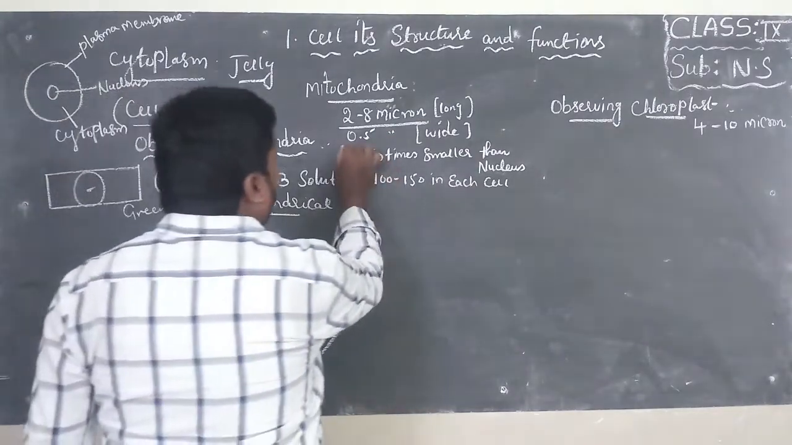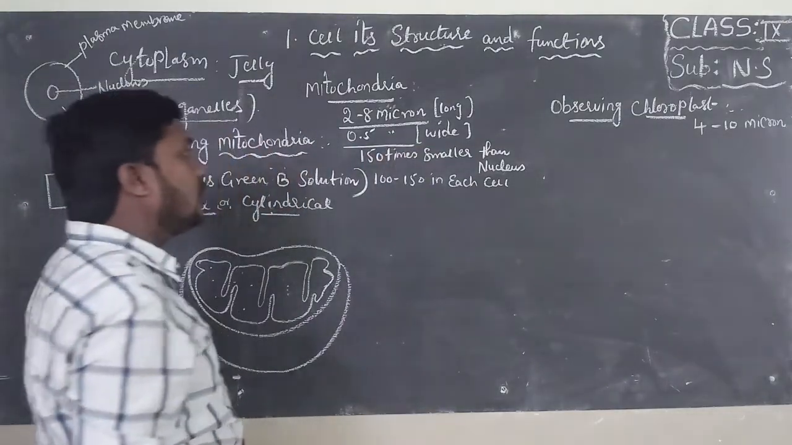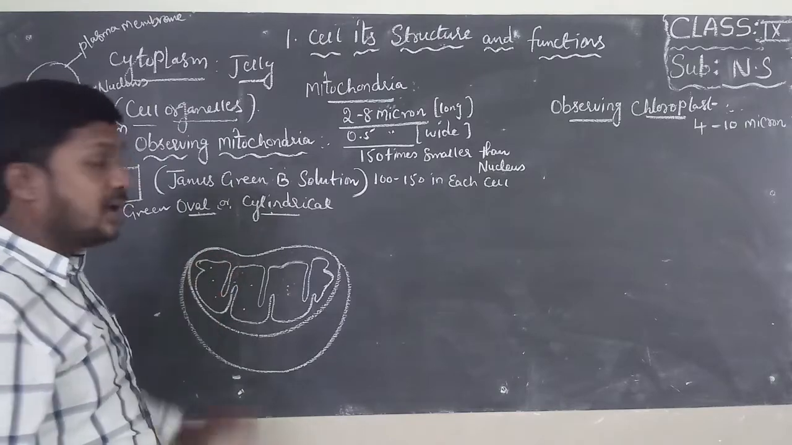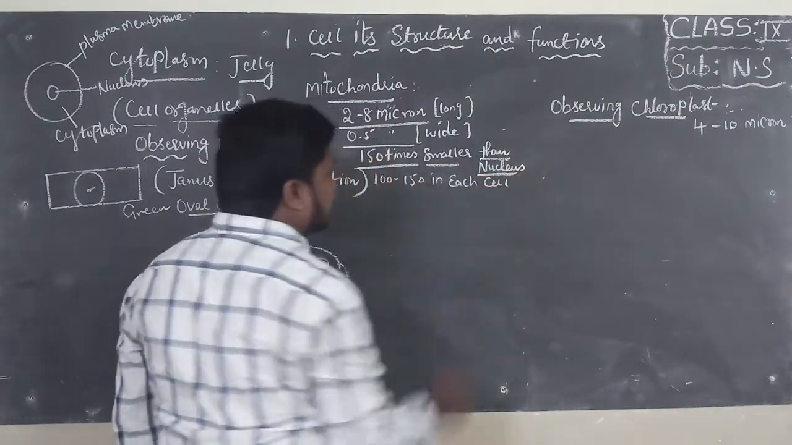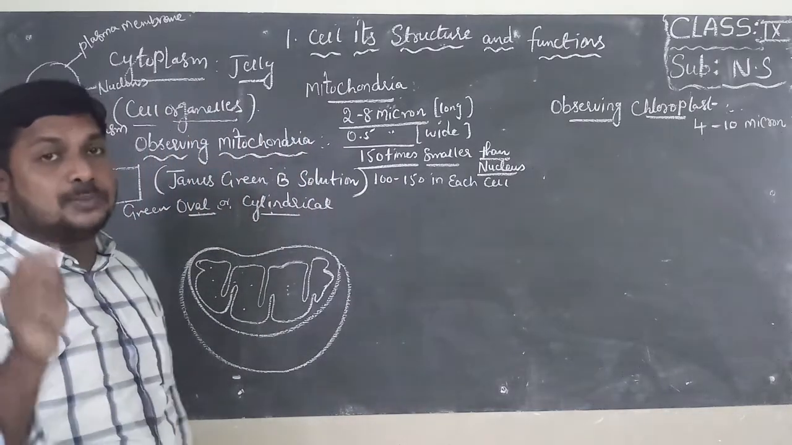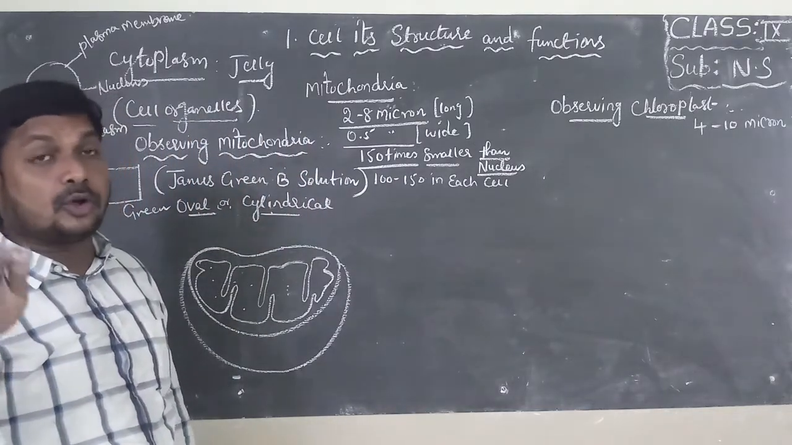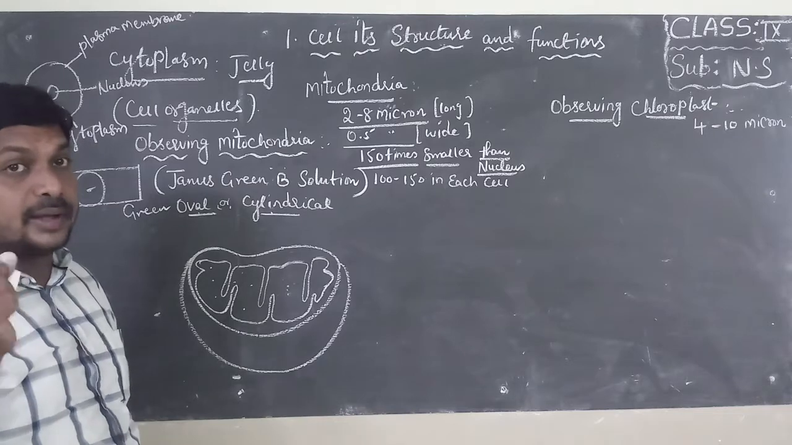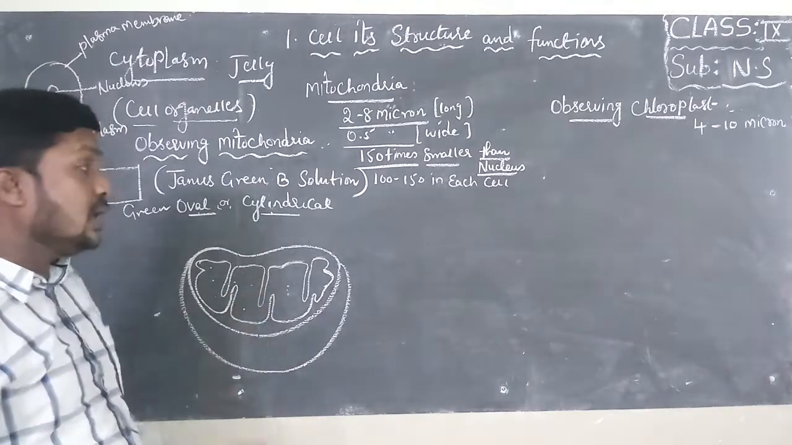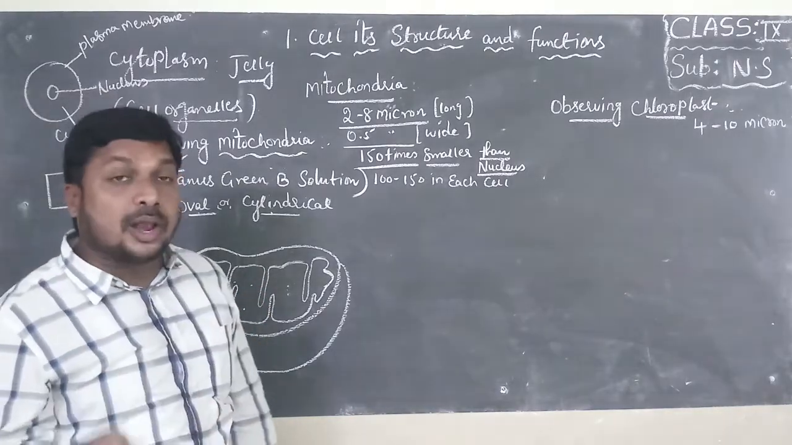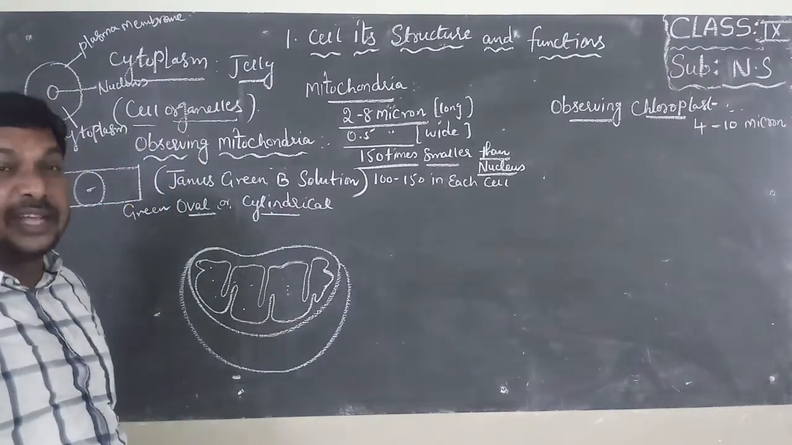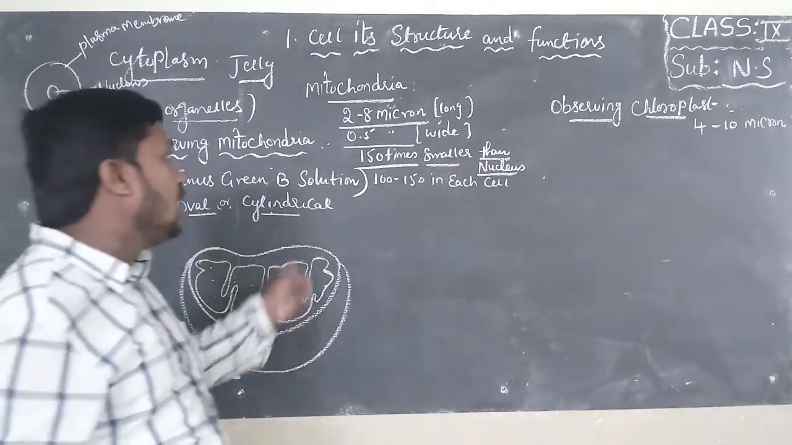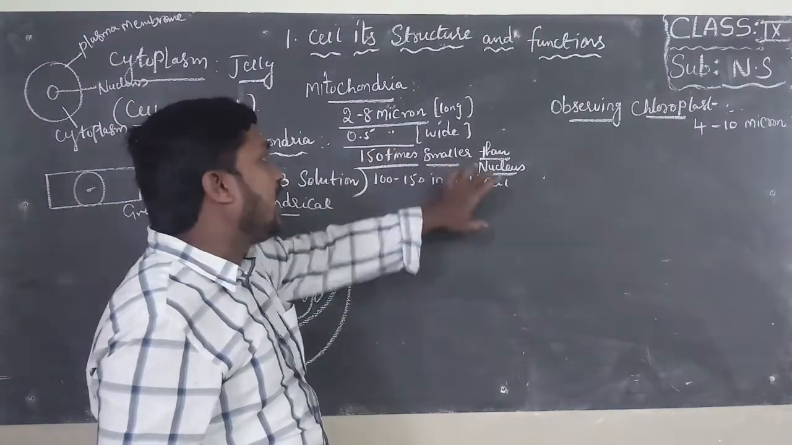The width will be 0.5 micron. So these mitochondria are 150 times smaller than the nucleus. The nucleus can be observed with an ordinary microscope, but mitochondria can be observed only with an electron microscope. Why? Because it is 150 times smaller than the nucleus. That's why mitochondria are the smallest structures.